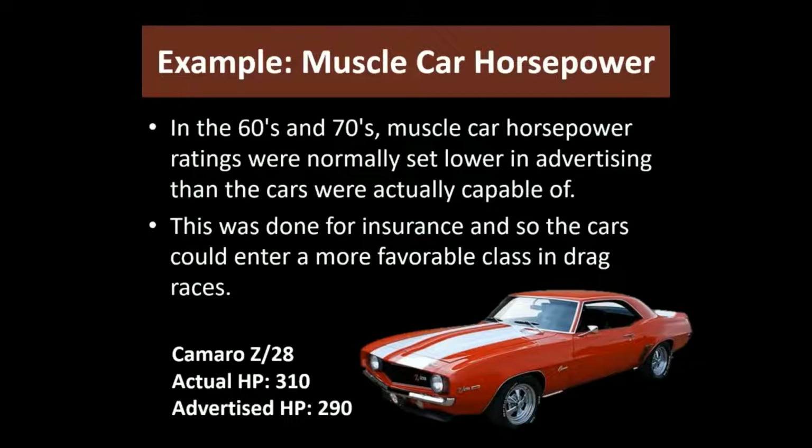So for instance, here we have a Camaro Z28, gorgeous car. You might recognize this one from being the Bumblebee in, I think it was the third movie. Well, it would be if it was yellow with black stripes. But the Z28 was advertised as 290 horsepower, despite the fact that it had 310 horsepower. So what that means is the person who bought this got to save a little bit on insurance, and they could enter into drag races that were horsepowered up to 300 horsepower. So even they were actually a little bit overpowered for their class.